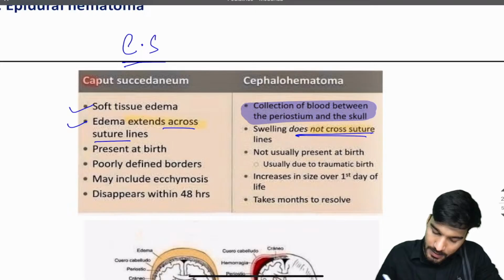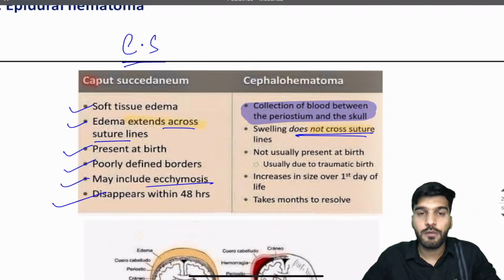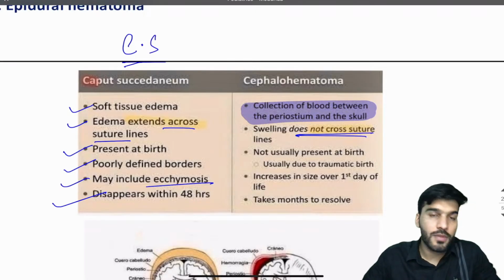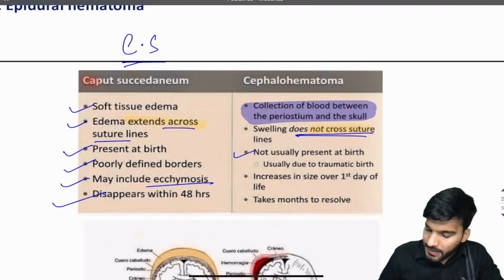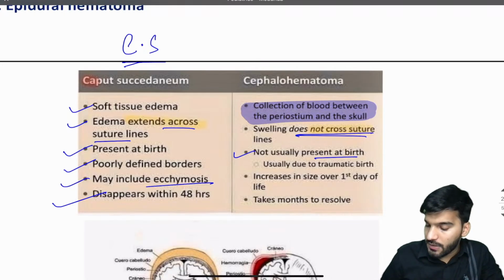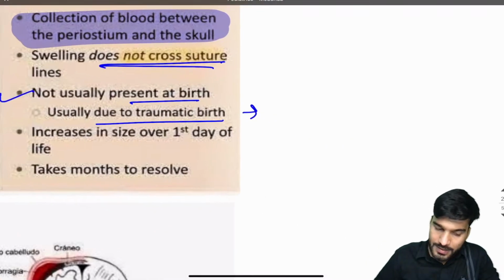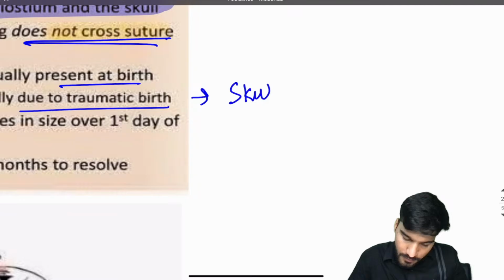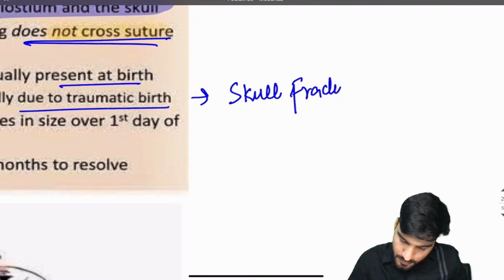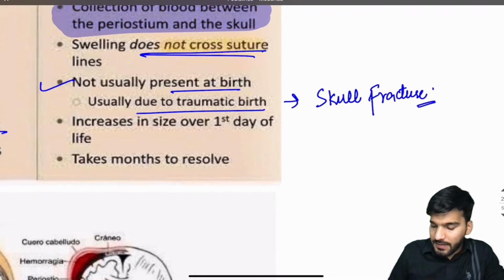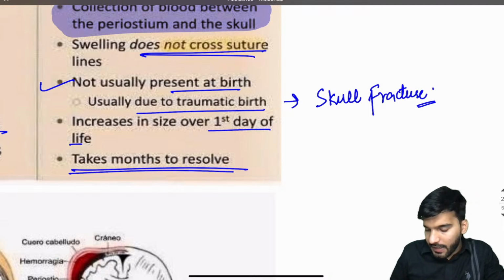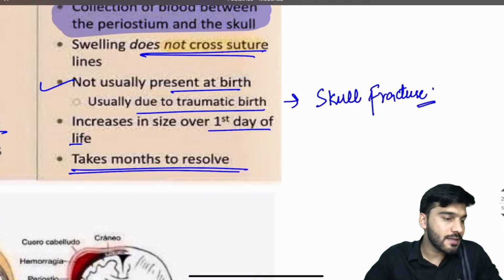Caput succedaneum is present at birth, with poorly defined borders. It may include ecchymosis and it disappears within 48 hours. While if we talk about cephalhematoma, it's not usually present at birth and it is usually due to traumatic birth or due to skull fracture. There is an increase in size over the first days of life and it will take months to resolve.